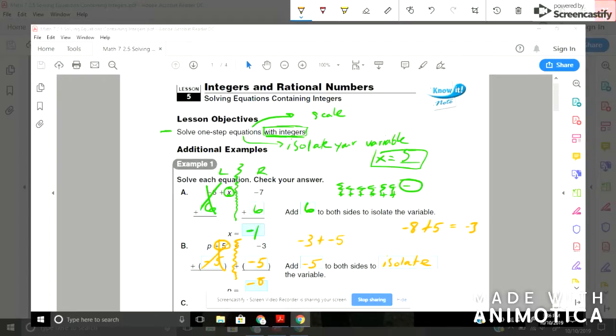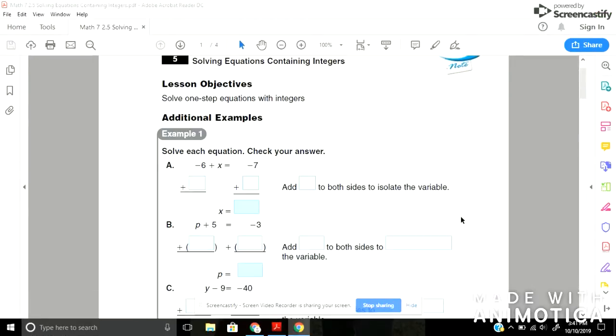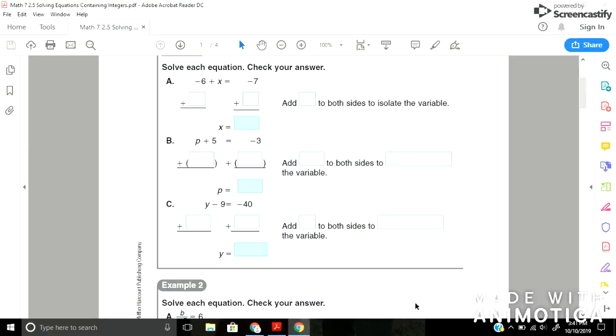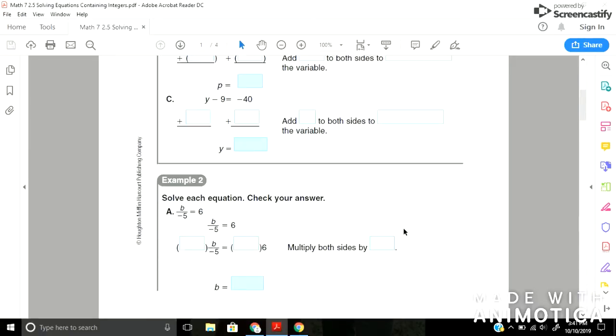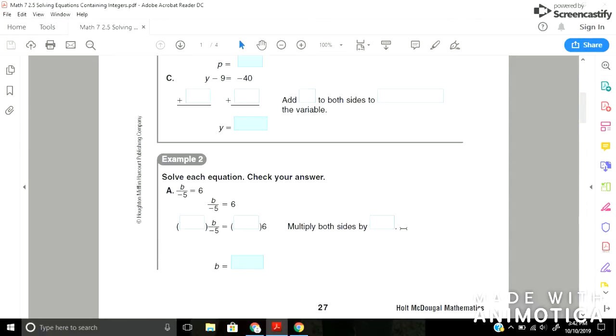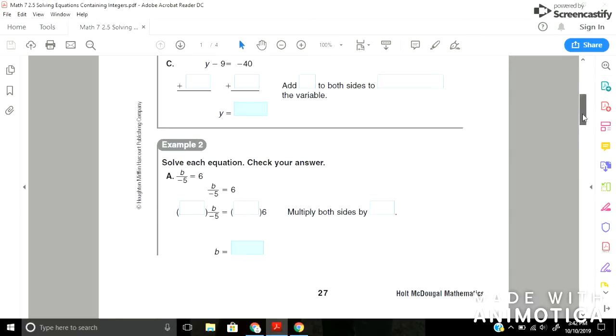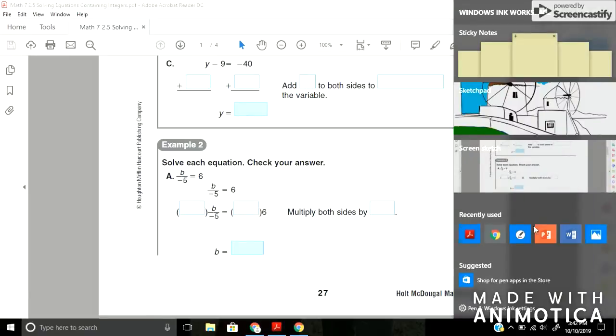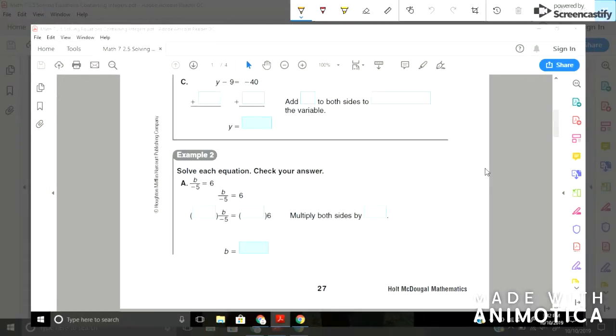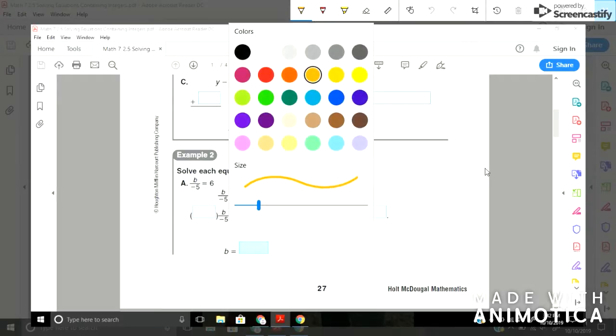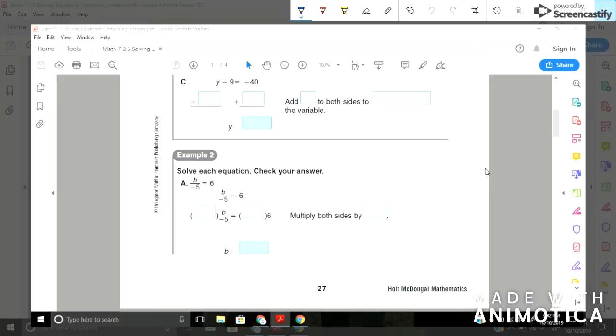So that's what the first two look like. Let's scroll down a little bit so I can see letter C here, and then example 2 as well. All right. So letter C says y minus 9 equals negative 40. So the question I'm asking myself is, what number, when I subtract 9, gives me negative 40?